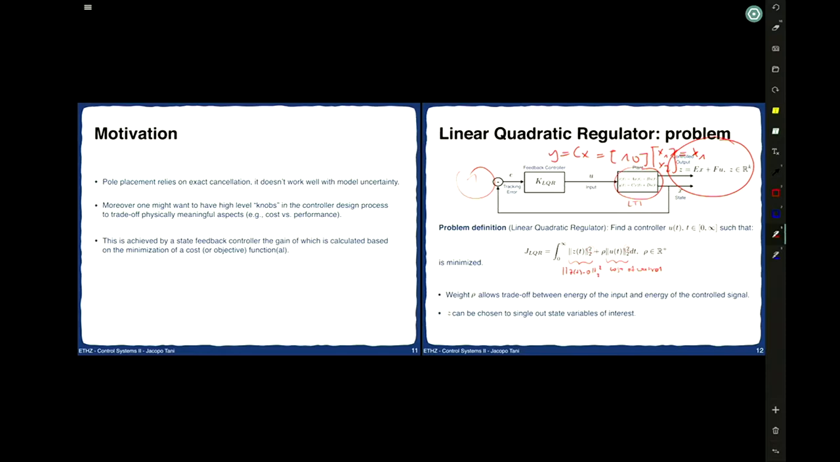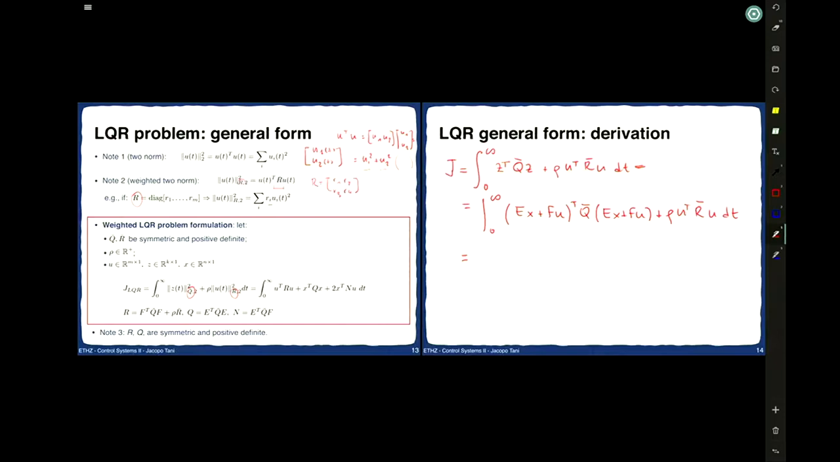So what's going on here? Here we're just going to do the calculations now. You all know that if you take the transpose of a product of two matrices, this is equal to B transpose A transpose. You just need to make sure you are inverting the order of the matrices. So this is X transpose E transpose plus U transpose F transpose times Q bar. I'll just put it directly. So here, Q bar E X plus Q bar F U plus rho U transpose R bar U dt.